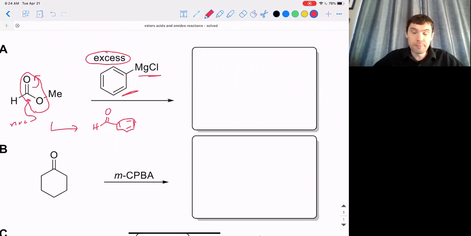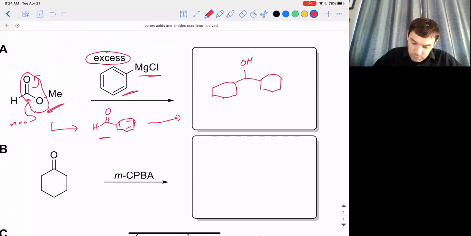Now, one consequence of making an aldehyde is that that aldehyde is going to be several orders of magnitude more electrophilic than the starting material. And so that aldehyde will get very quickly consumed to generate a product such as this. And so that should be the intended product here.